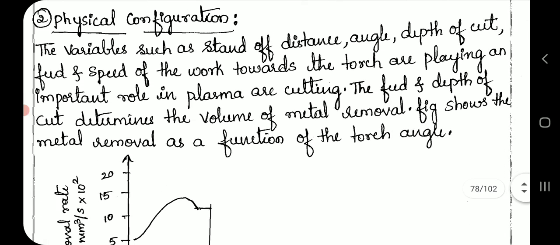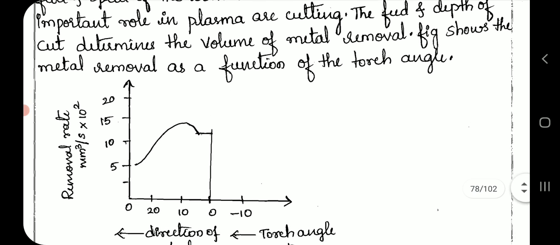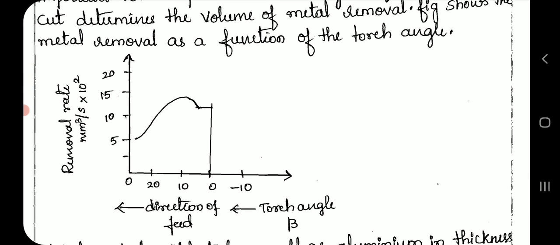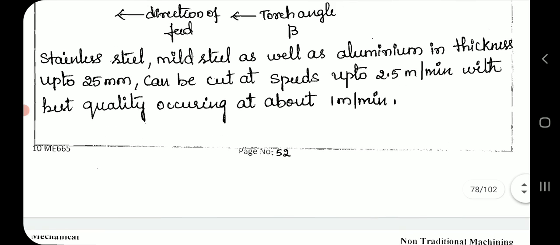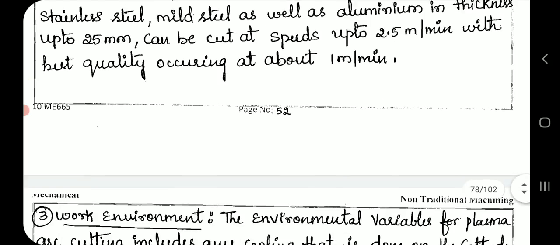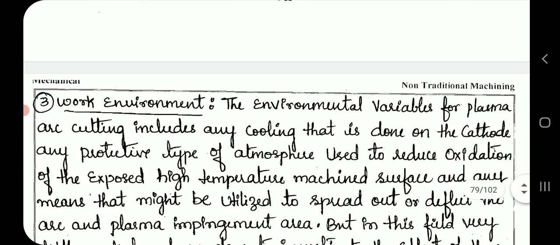Physical configuration. The variables such as standoff distance, angle, depth of cut, feed, and speed of the work toward the torch play an important role in plasma cutting. The feed and depth of cut determine the volume of metal removal. Figure shows the metal removal as a function of the torch angle. Stainless steel, mild steel, as well as aluminium in thickness up to 25 mm can be cut at speeds up to 2.5 meters per minute, with best quality occurring at about 1 meter per minute.